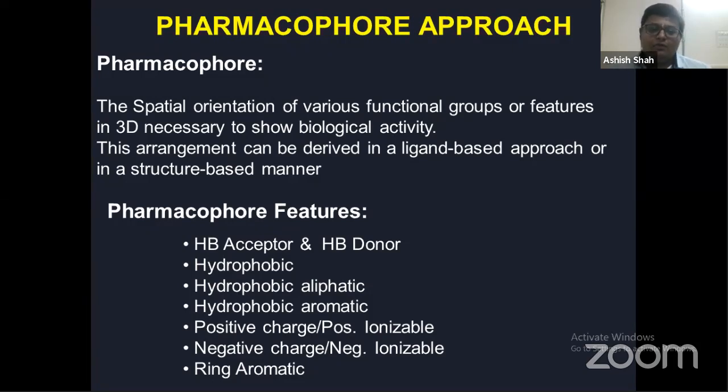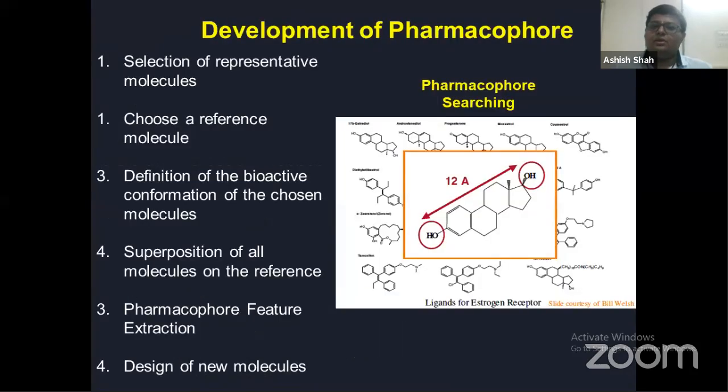Now, what are the pharmacophore features? Like hydrogen bond donor, acceptors, hydrophobic, hydrophilic, positive charge, negative charge. These are the pharmacophoric features. So based on the pharmacophore, you may also screen the compound. And this is based on your ligand only. So that's why it is included in ligand-based drug design.